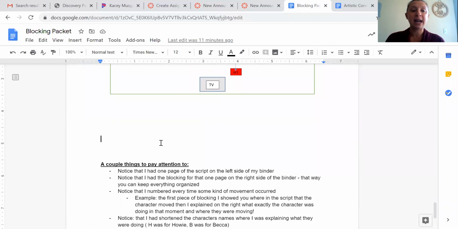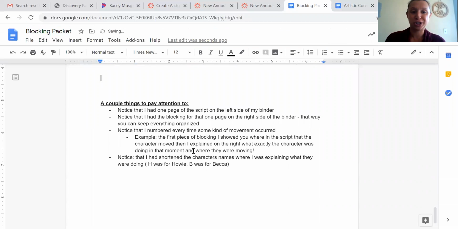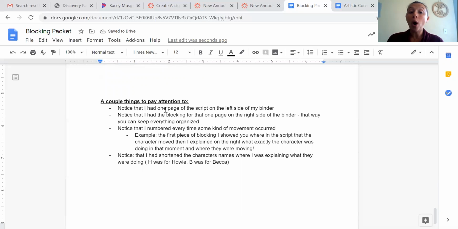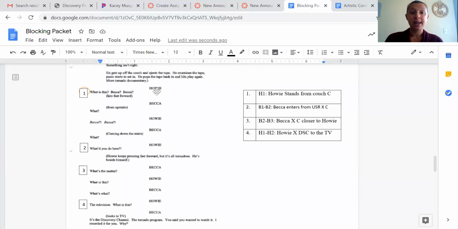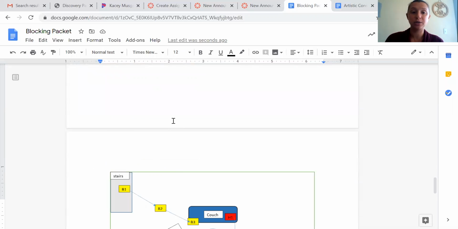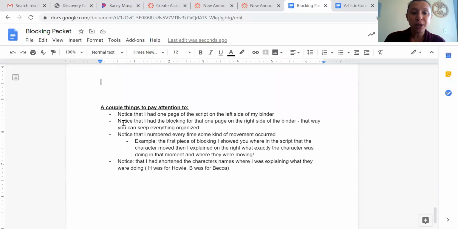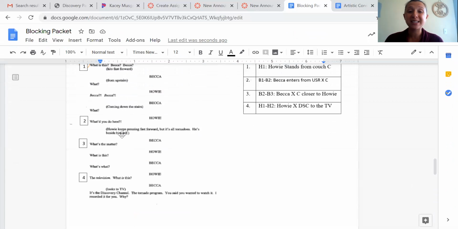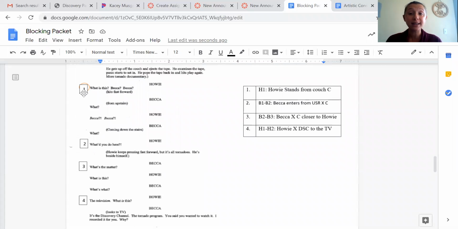Now, a couple things that I want you to pay attention to. I want you to notice that I had one page of the script on the left side of my binder, and on the right side is where I had all the blocking and the movement for that one page. Next, notice that I numbered every time some kind of movement occurred. That is super, super important because it keeps everything organized. Number 1, that's where the first piece of movement was. Number 2, number 3, and then number 4.